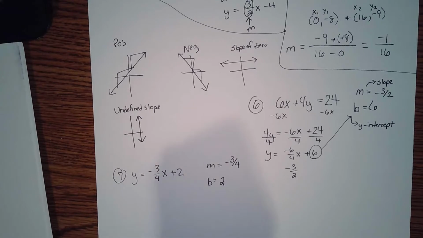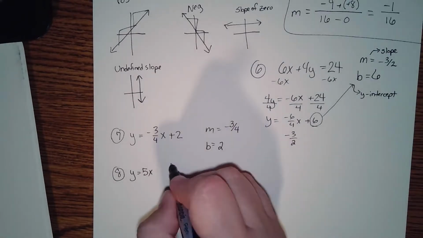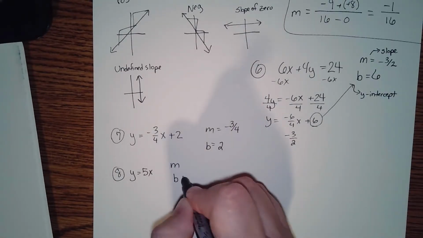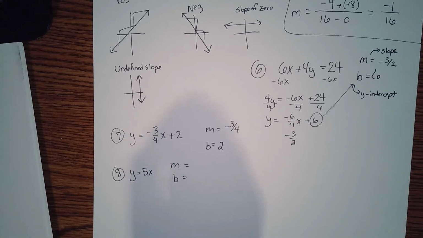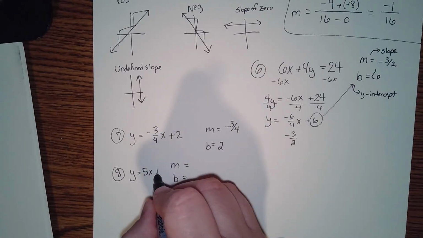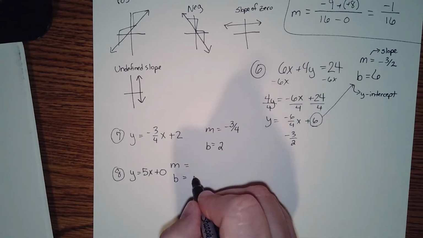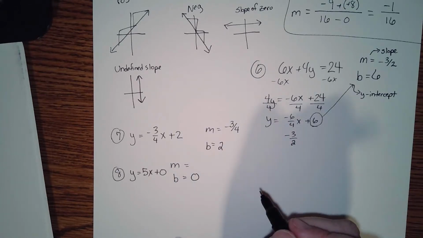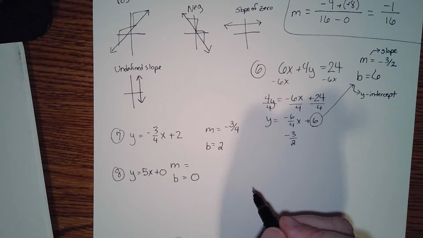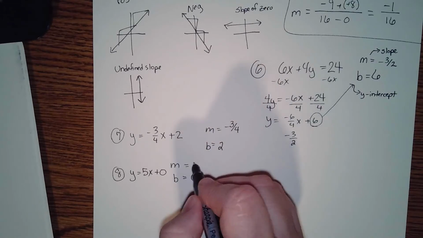All right, number 8 is my last one. Y equals 5x. So for this particular one, it's the same thing. This really is written in slope-intercept form. What throws students off is there's no plus b. You need to see this as plus 0. So your b is 0. So in other words, I am going through the origin because I am not moving up or down on the y-axis. I am going right through the origin. So this right here for my slope is 5.